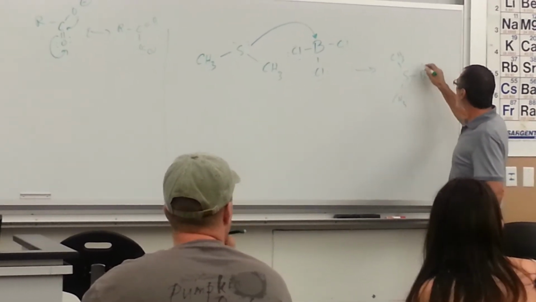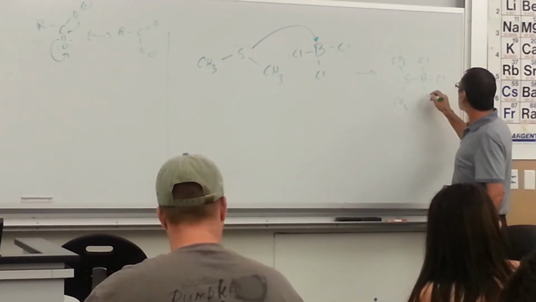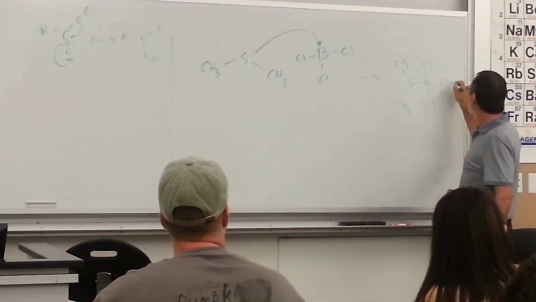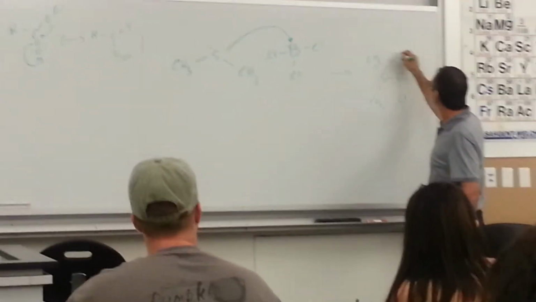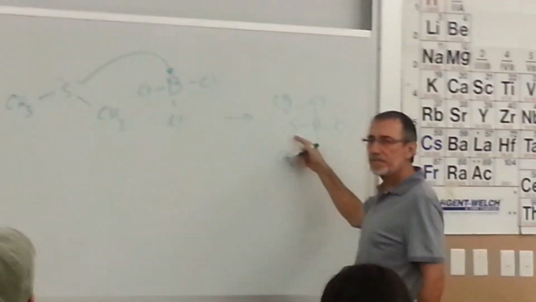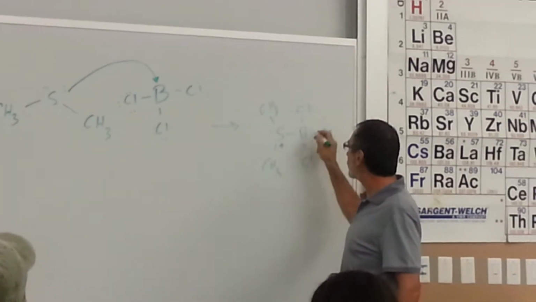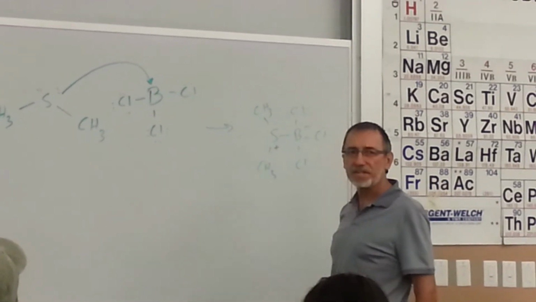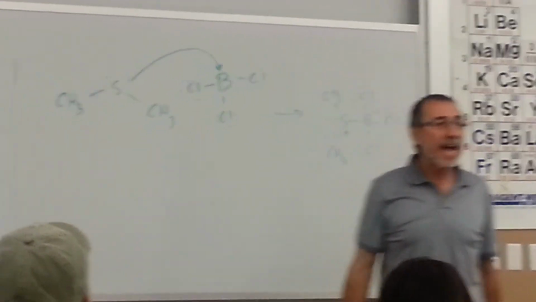And what's over here? Boron, Cl, Cl, Cl. And what's the charge on sulfur? Positive. What's the charge on boron? Negative. Congratulations. That's called an adduct.